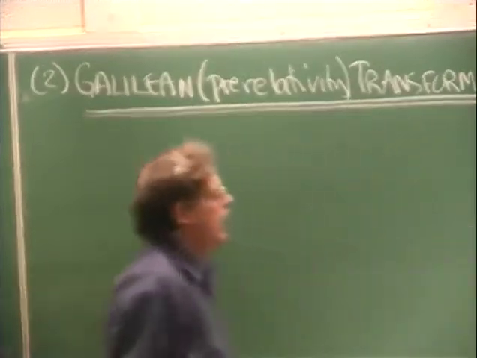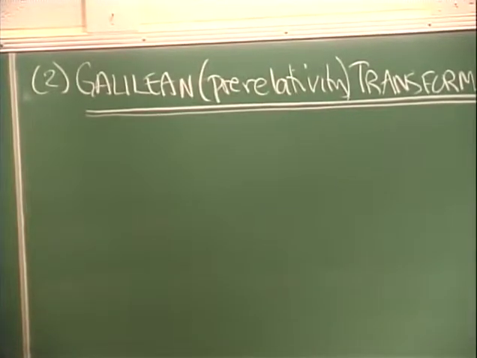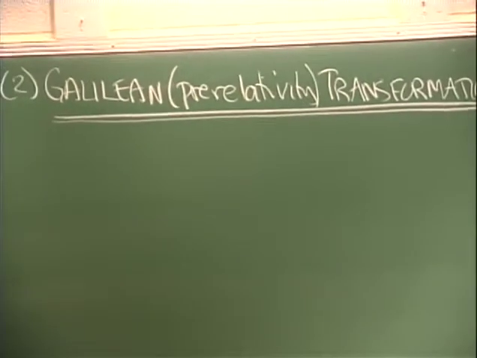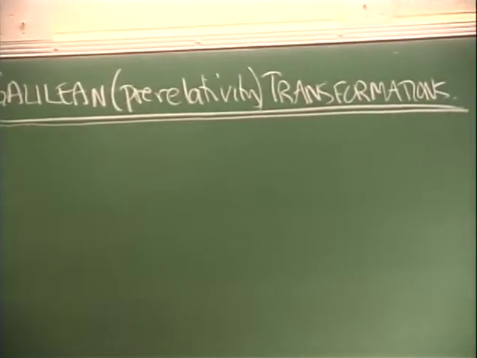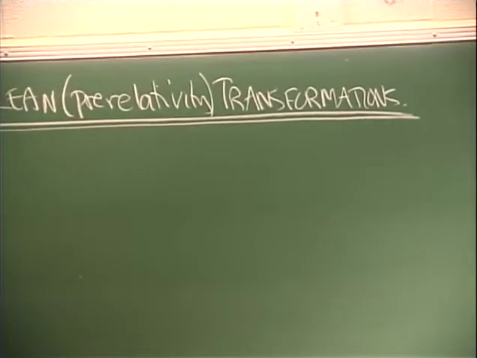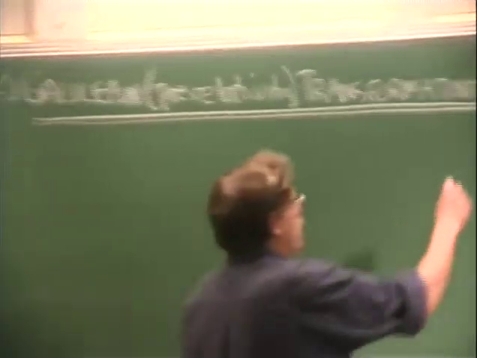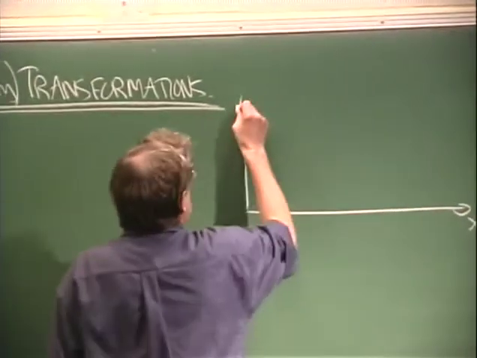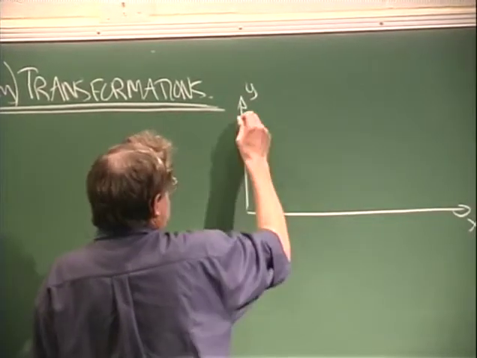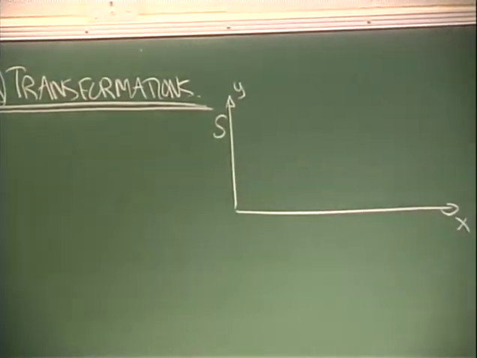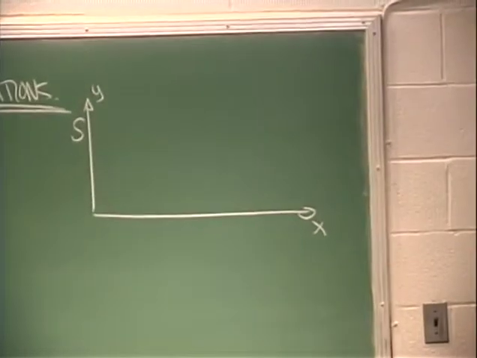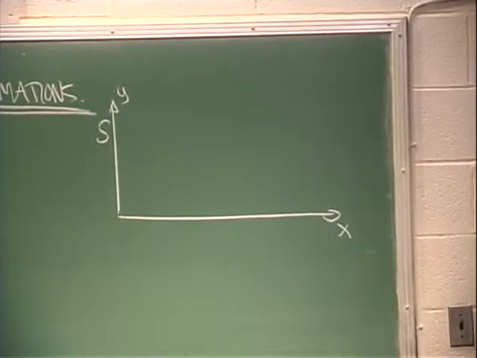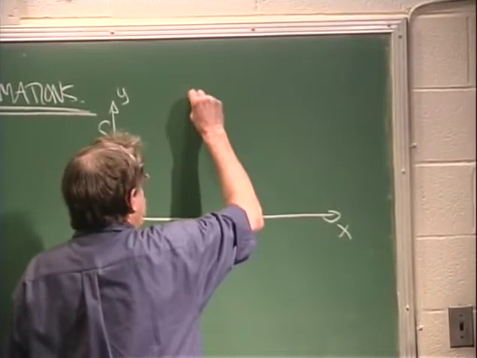So, let's see. I imagine that I've got two systems, S and S prime, and for the sake of simplicity, let's assume that S prime is moving along the x-axis of S. So here's S, X, Y, I won't put in Z. This is the reference frame S, the rest frame, or the lab frame, whatever you're calling it. And here, maybe I'll make it yellow, is the S prime frame.